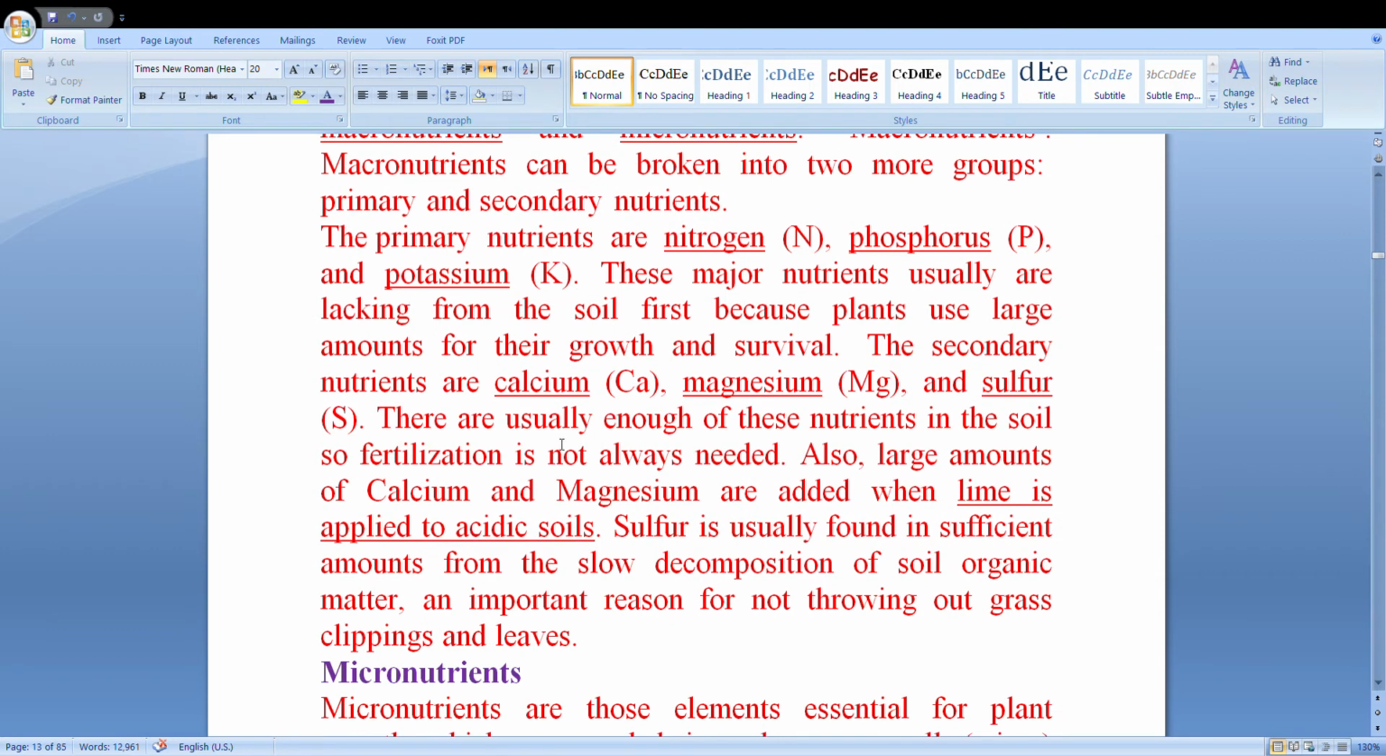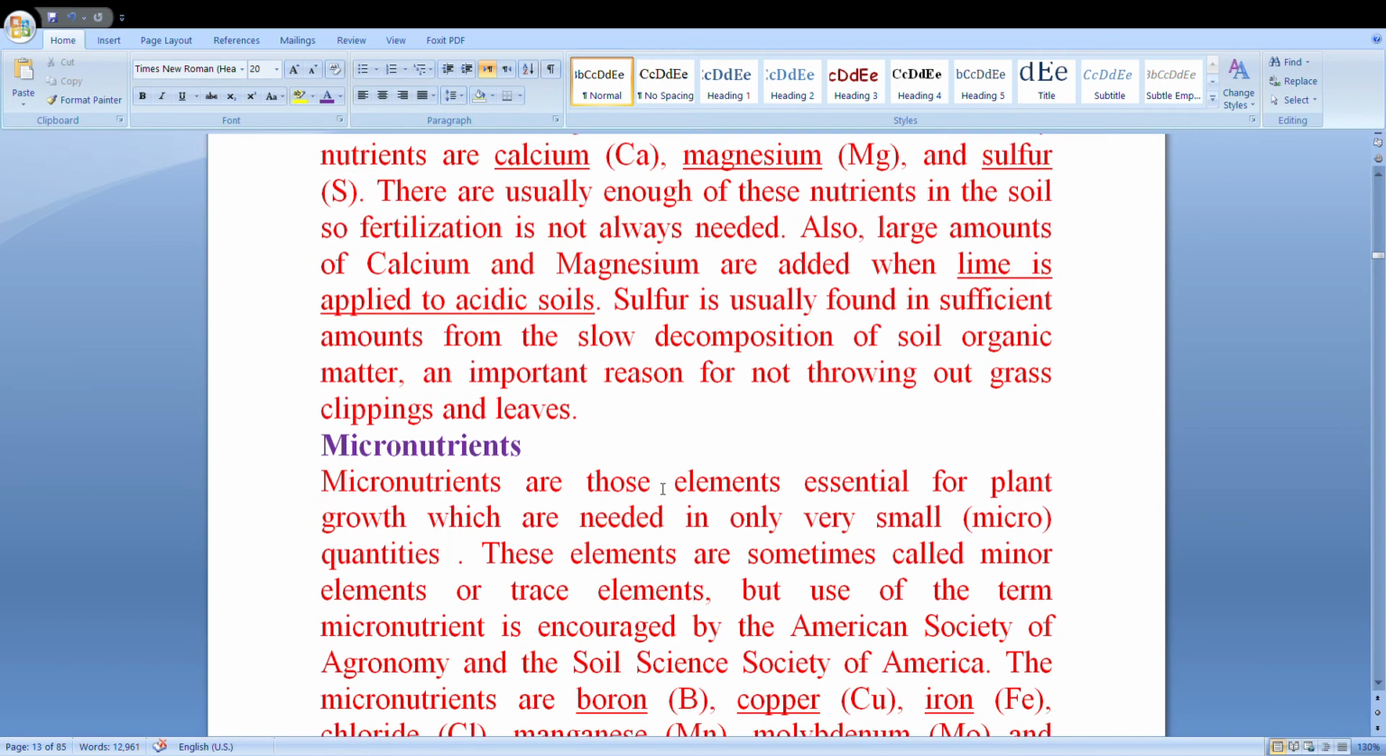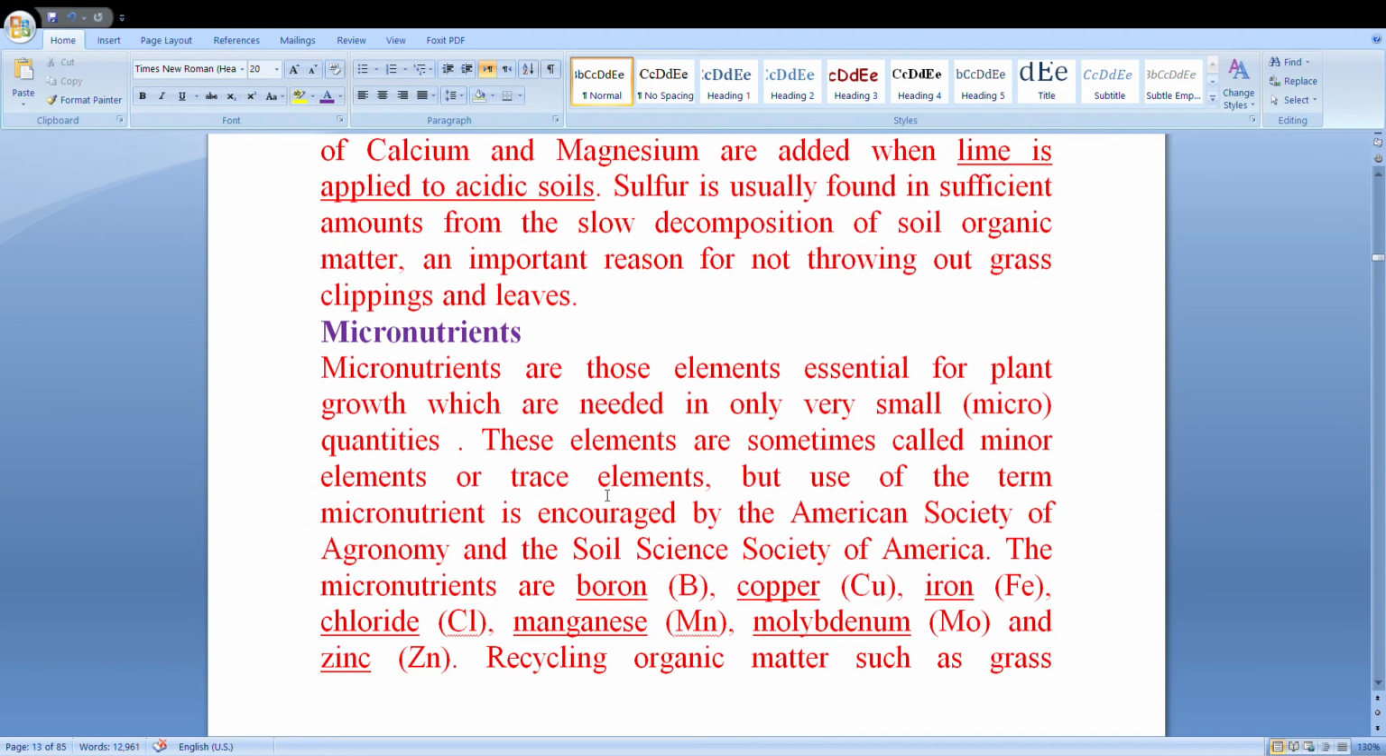The primary nutrients are nitrogen, phosphorus, and potassium. The major nutrients are usually taken from the soil first because plants use them in large amounts for their growth and survival. The secondary nutrients are calcium, magnesium, and sulfur. Then there are micronutrients, which are elements essential for plant growth but needed only in very small quantities.